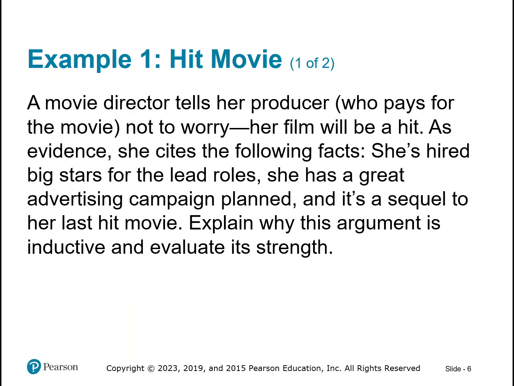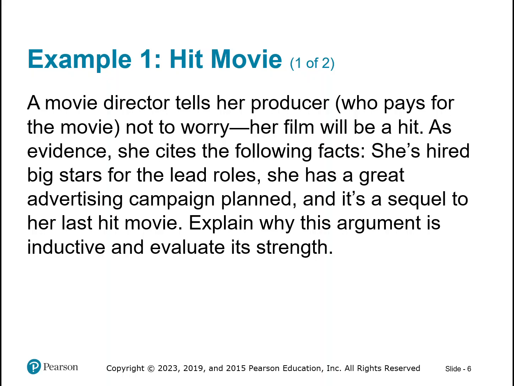Okay, so let's look at an example of a hit movie. A movie director tells her producer, the guy with the money, not to worry, her film will be a hit. As evidence, she cites the following facts. She's hired big stars for the lead roles. She has a great advertising campaign planned, and it's a sequel to her last hit movie. Explain why this argument is inductive and evaluate its strength. I just want to say, a sequel to the last hit movie, Godfather 2. Oh, wait, Die Hard 2. Oh, wait. There's a whole bunch of movies that explain why this is not a very strong argument.